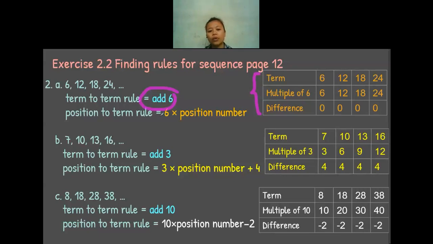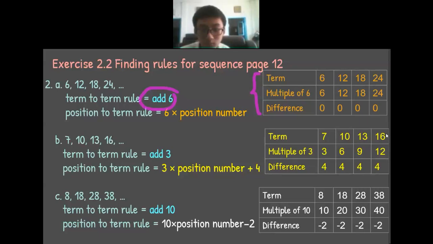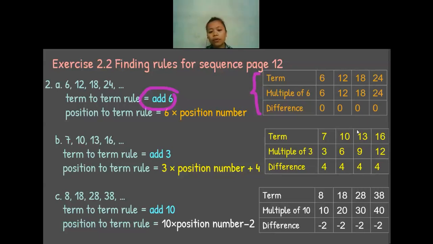Is there anyone who gets confused at question 2a? Is there anyone who gets confused? No, teacher. No? Okay. If any one of you has any difficulties, feel free to tell me.